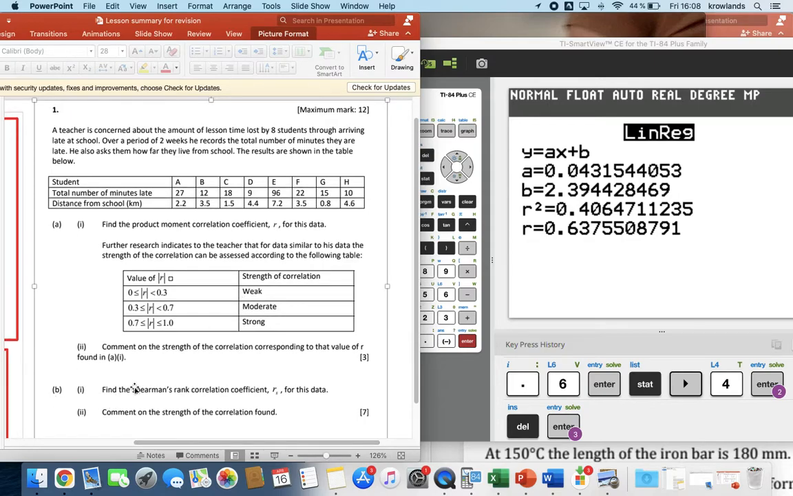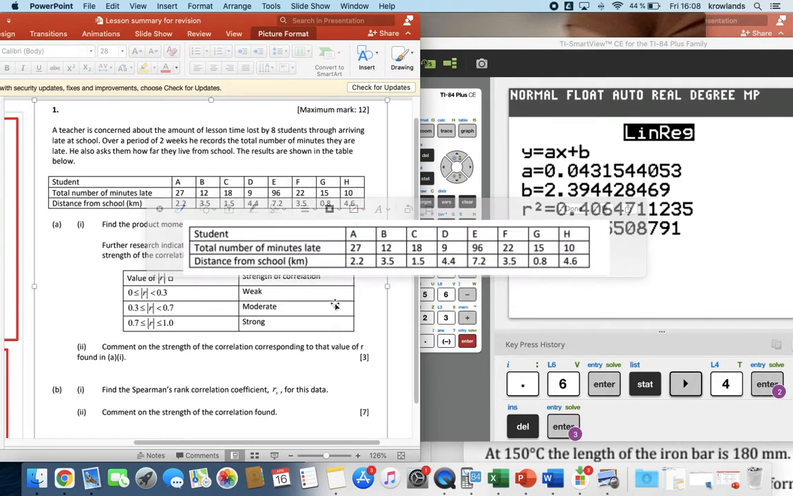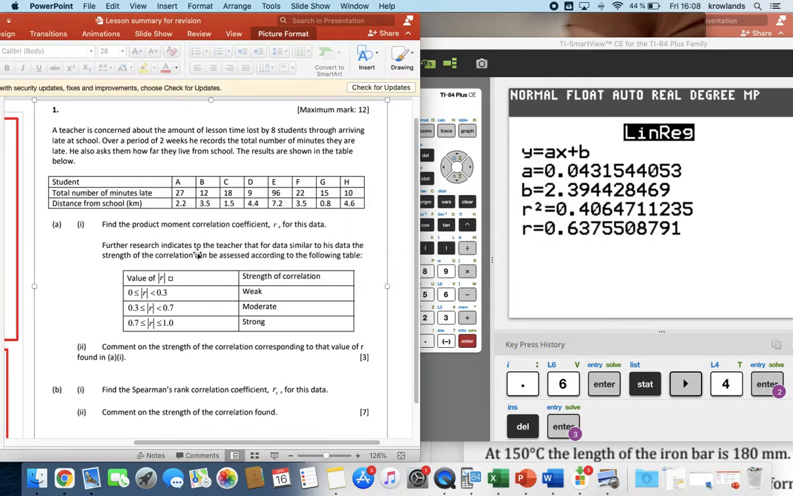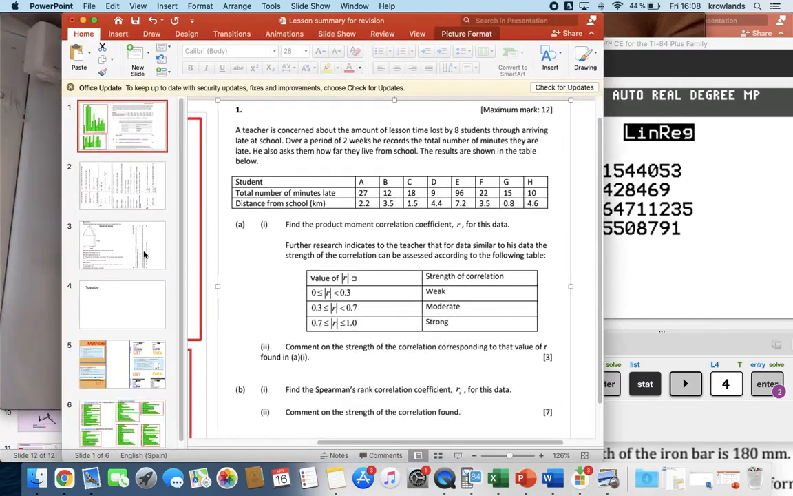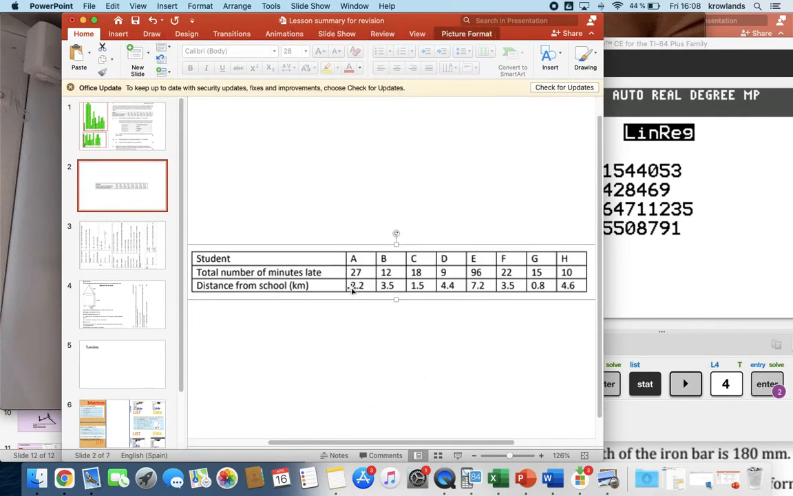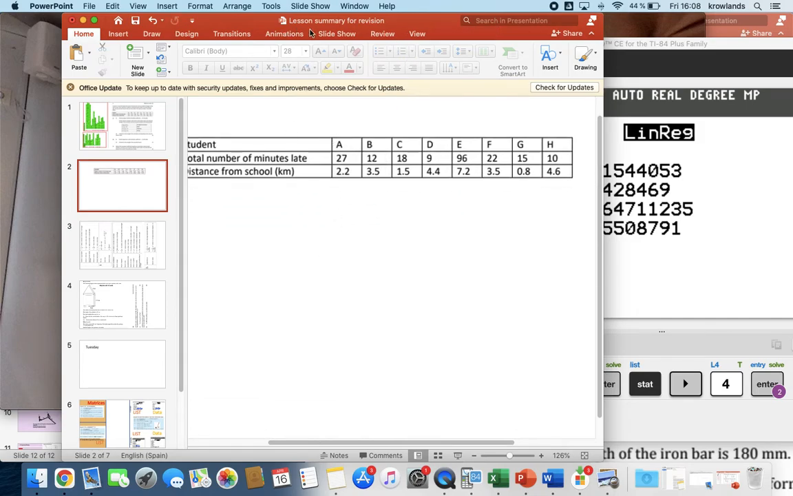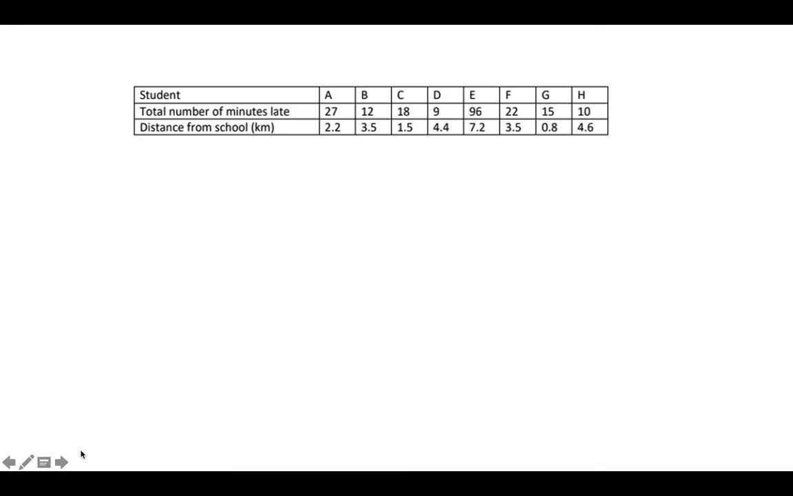It says that now find the Spearman's rank correlation coefficient for this data. So what you have to do is renumber this data. We take the data and we put it onto another slide. I will show you exactly how to do this. What we're going to do is number the largest number with 1, and so forth.